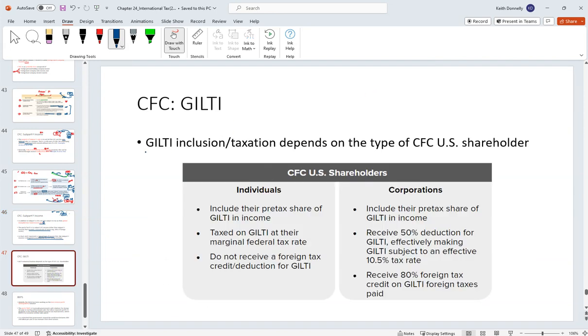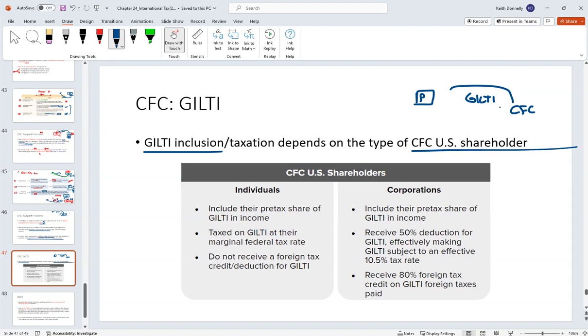How much of a GILTI inclusion? Say we have a U.S. parent company with the foreign CFC. If they have GILTI, a type of income over there, it's essentially like we set a rate of return, and to the extent you exceed that, that is now taxable. How much of it is going to depend on the type of U.S. shareholder. A CFC could be owned by a parent corporation, or by a U.S. individual in part. If you're a U.S. individual and you own shares of this CFC, and they have GILTI income, it's taxable to you now. How does this work? Well, you include your pre-tax share of GILTI income in your income. You're taxed on it at your federal rate. You don't get any kind of credit or deduction. In short, it's income to you if you're an individual.